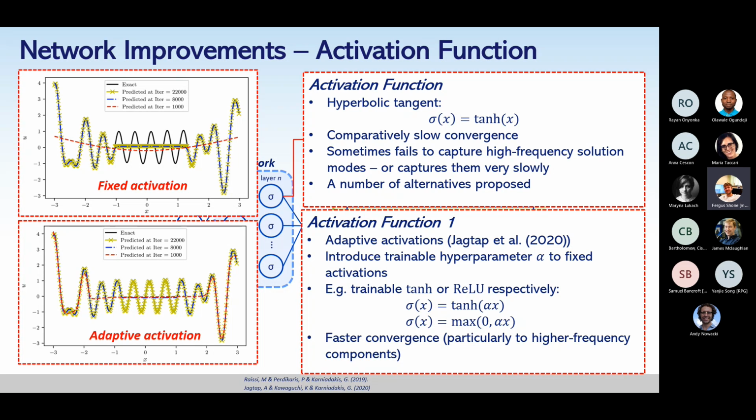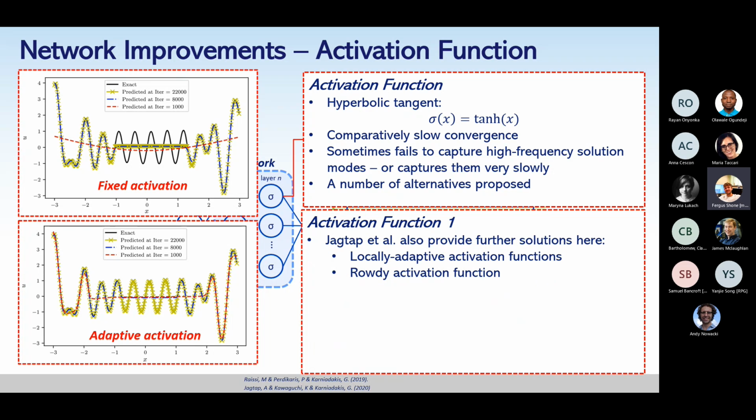So we can see this on the left-hand side here. This is with a fixed activation function. At 22,000 iterations, the lime-coloured crosses, you see that even after 22,000 iterations, it struggles to capture these high-frequency modes in the center of the graph. Whereas with the adaptive activation function, even at 8,000, we're starting to capture these solutions. And by 22,000, the whole solution is fully captured.